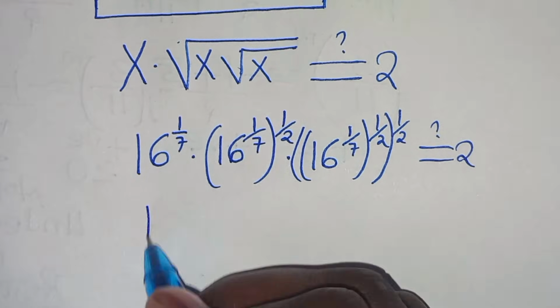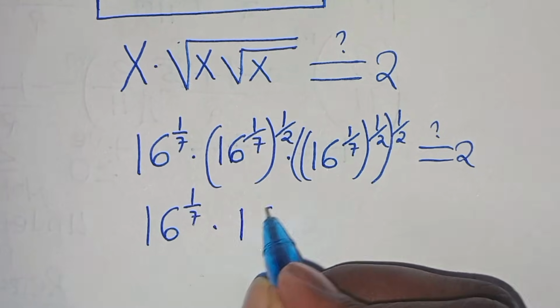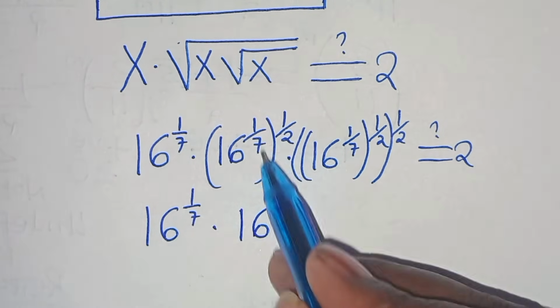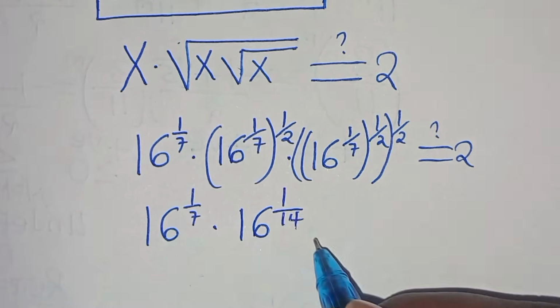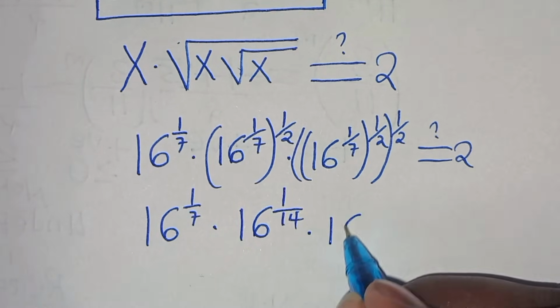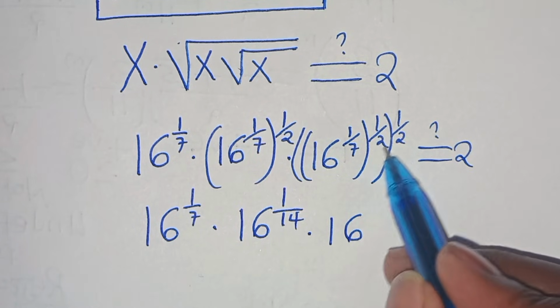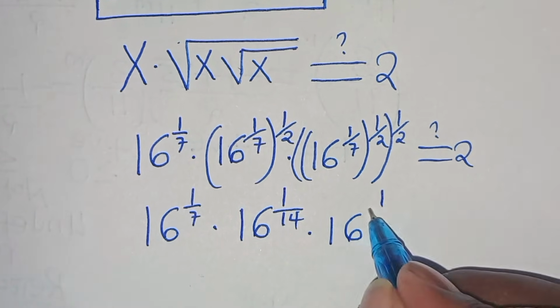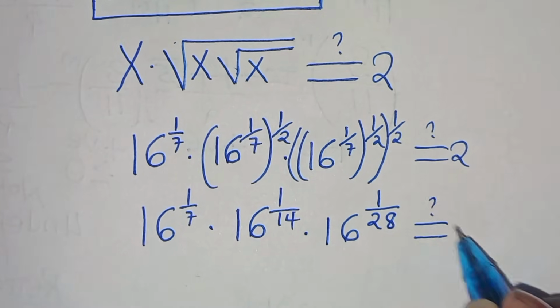So this is 16 raised to the power of 1 over 7 times 16 raised to the power of 1 over 7 times 1 over 2. This is 1 over 14. Then times 16 raised to the power of 1 over 7. This is actually 7 times 2, 14 times 2. This is 1 over 28. And this should give us a value of 2.